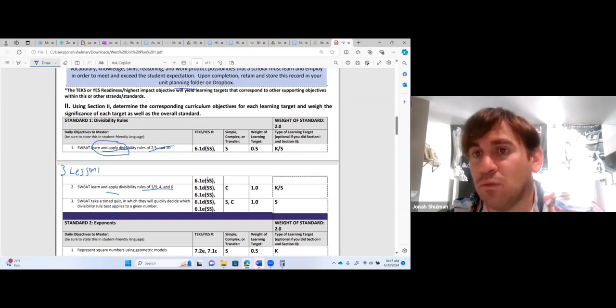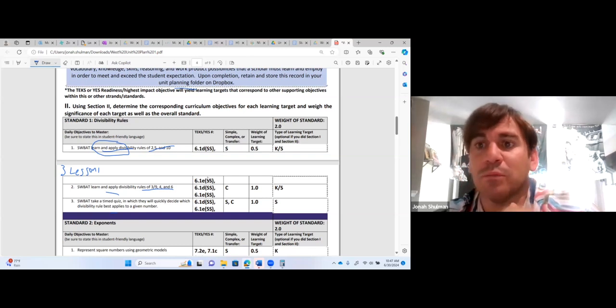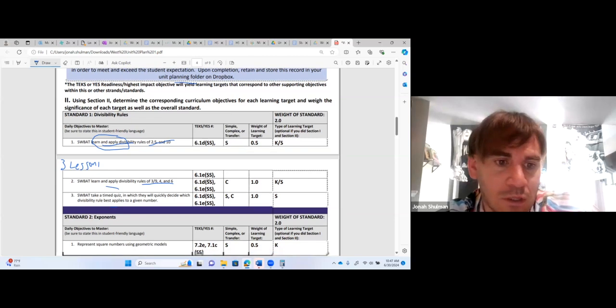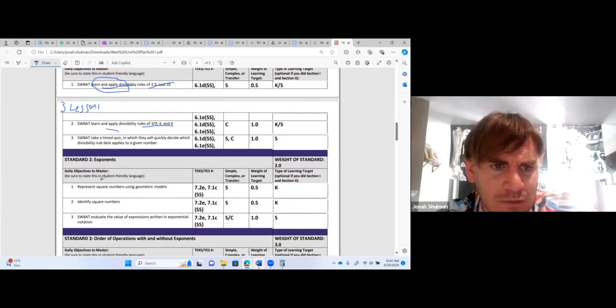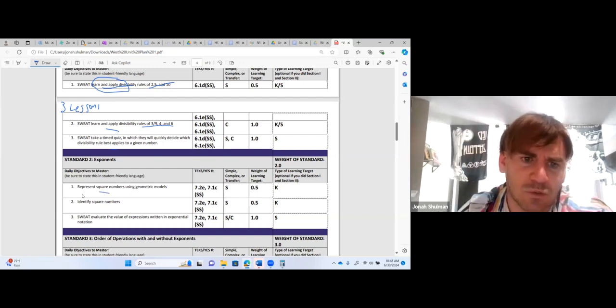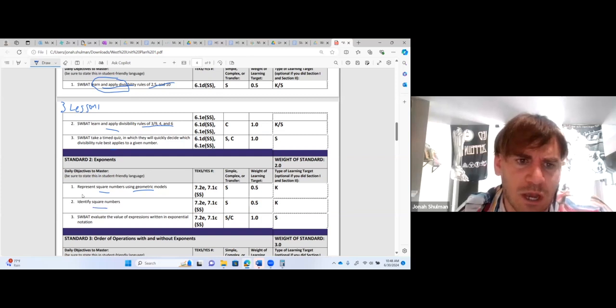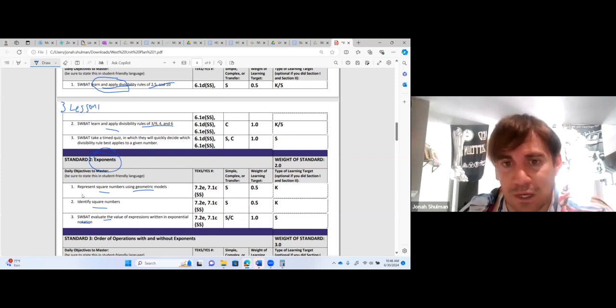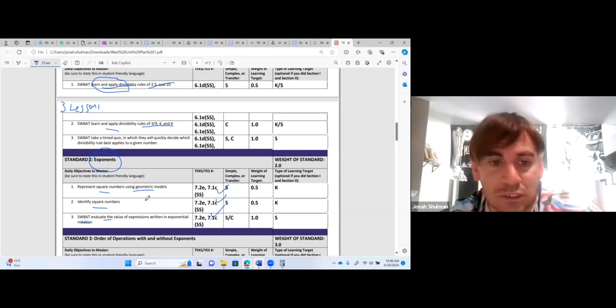It's like you don't want to give students word problems which are real tough right away. You want to start them with something small, have them understand things, and then build them up to word problems. Let's see, exponents, standard 2 exponents. They're doing 2 standards, but they're spending 3 days on that, which is nice. So square numbers and geometric models, identifying square numbers, evaluated an exponent notation. So we're taking this idea of exponents, which they learn like a million times, but we're at least doing 1, 2, 3 days on it, trying to make it more challenging as they go.